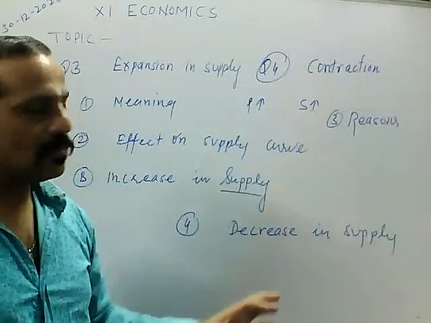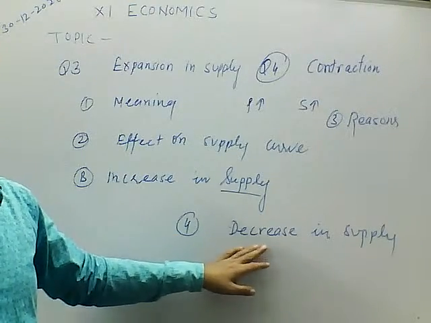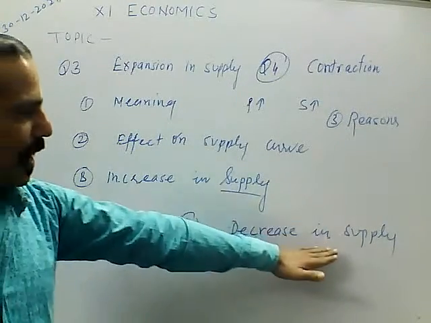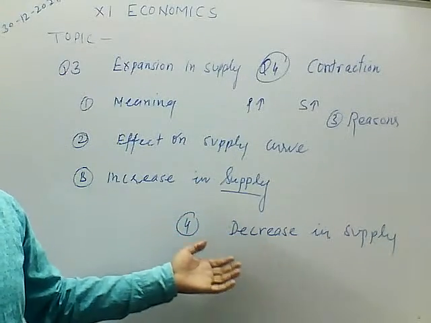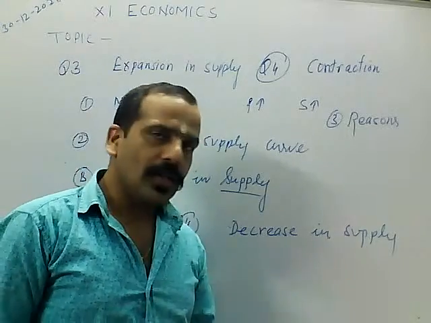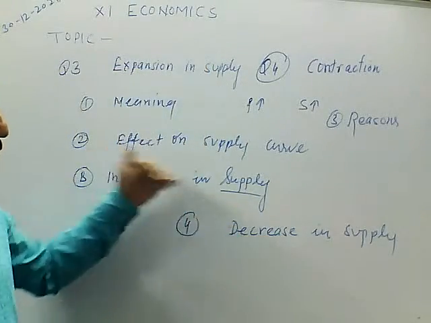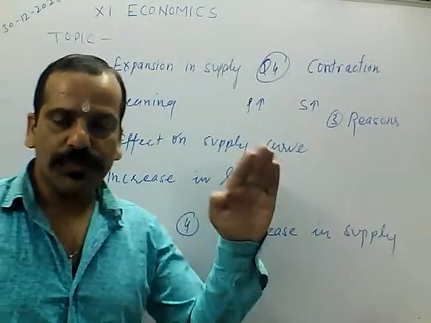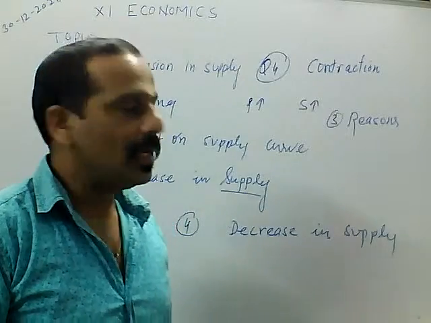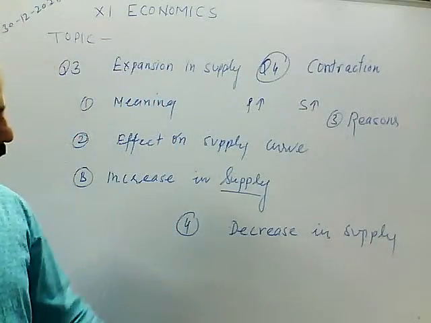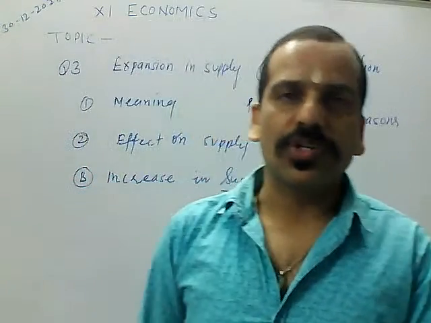Decrease in supply refers to a fall in the supply of the commodity caused due to other factors, whereas the own price of the commodity remains constant. And the effect on the supply curve: there is a shift in the supply curve to the left hand side, or a backward shift. So like this, you have to explain these questions, beta.